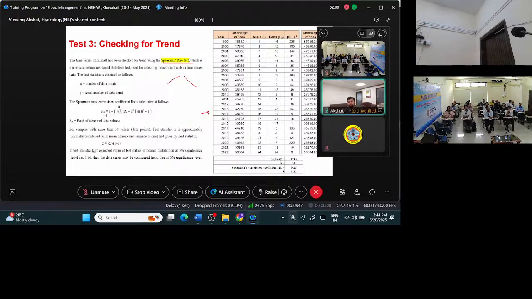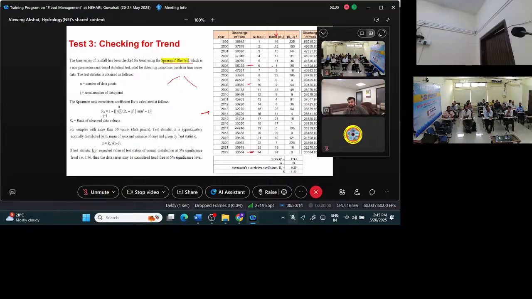So first we give a rank to each of the observations. What is meant by rank? The highest observation is given the first rank, the second highest is given the second rank, and obviously the lowest one is given the lowest rank. So 24 is here. It is given the lowest rank.